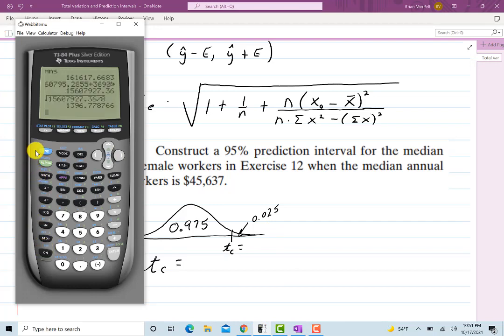So remember, whenever we want a critical value, that's inverse T. So I'm going to go to second vars. I want number 4. And it's going to require my area, so I'm going to put 0.975. And the degrees of freedom, as we've seen before, if you don't even want to calculate, you can put 10 minus 2, and then enter your way through this thing. It gives 2.306.